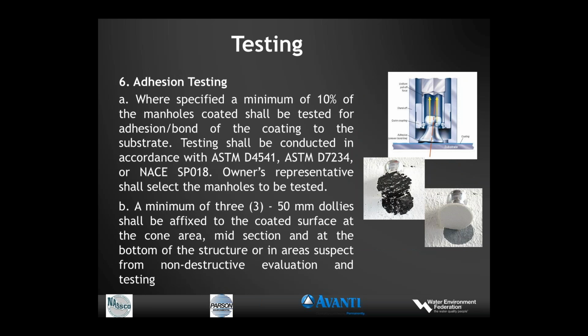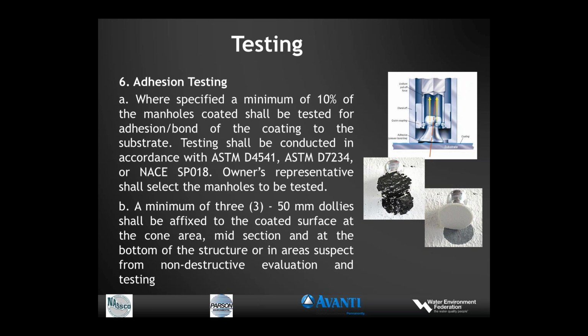Adhesion testing. Adhesion testing is a destructive test. It's a test whereby usually a minimum of 10% of the manholes are selected. And this is something the inspector would do. If he has a concern on a particular manhole, he obviously would select that manhole. What it involves essentially is gluing a metal piece, what we call a dolly, which looks almost like a small chess piece, to the coating. We use an epoxy type of glue. It's set on the wall at different locations as selected by the inspector.